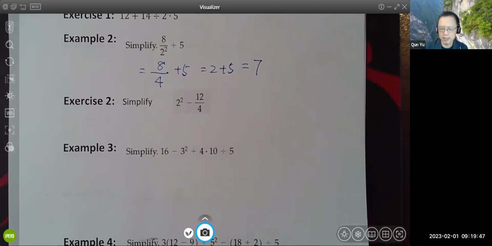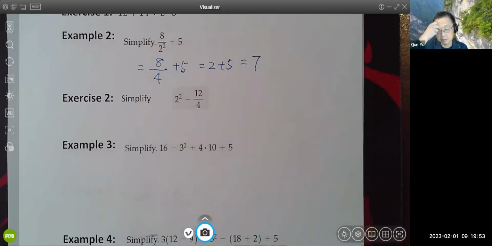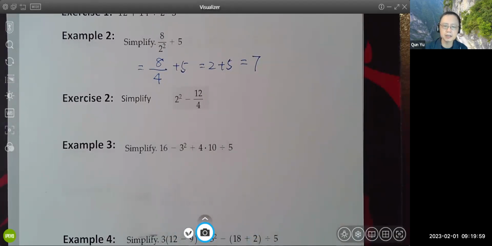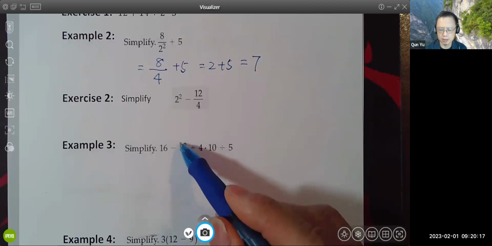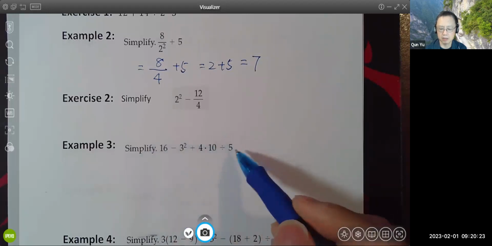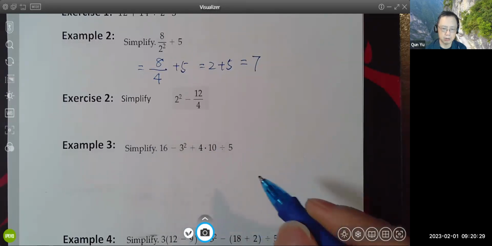Move on to example 3. This is the second exercise problem. Now we have a little bit longer expression, but the way we do this still remains the same. We want to look at what kind of operations are in the expression so that we can just follow the order of operations. In this particular one, we have an exponential operation here. We have division and multiplication. So among all of these different operations, the exponential operation has the highest priority in this case.